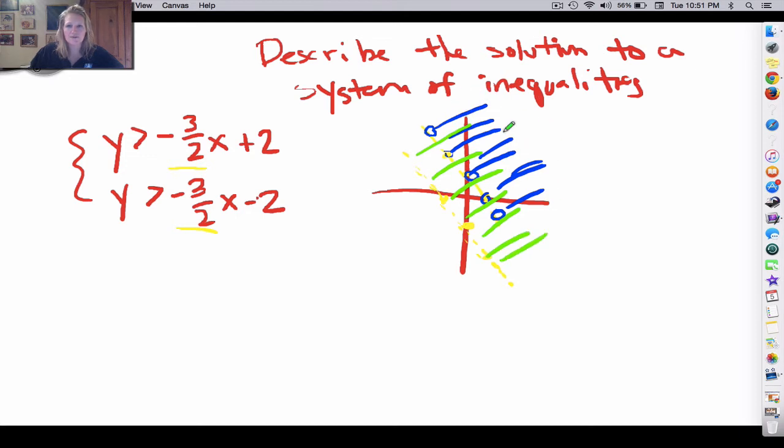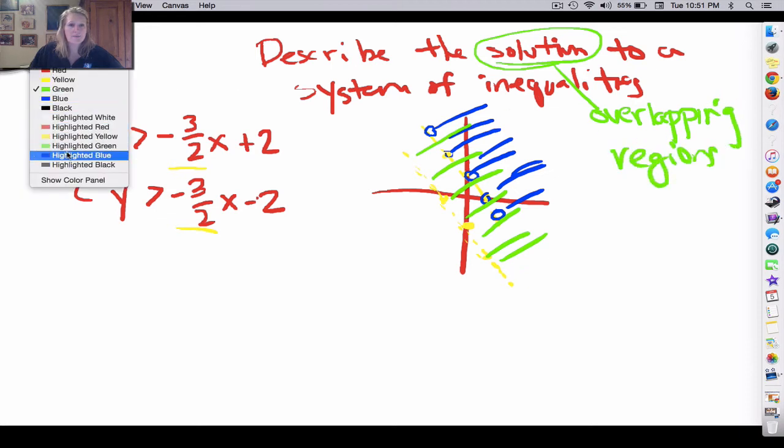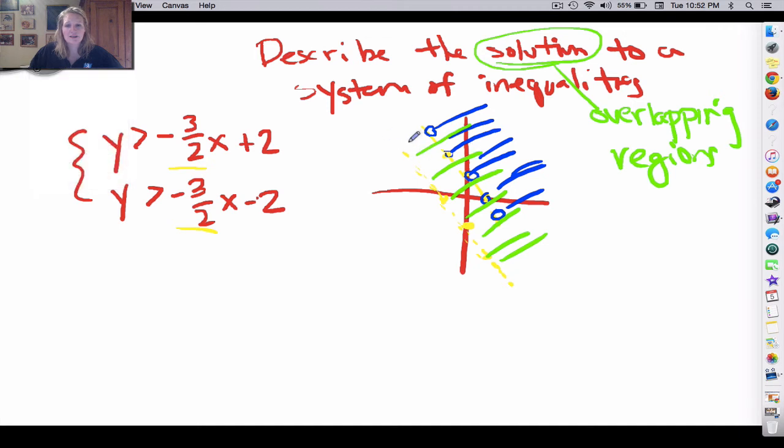All the solutions above this line for this one are true, and all the solutions above this line are true. So the solution is always going to be the overlapping regions. If I take a highlighter, this is the overlapping region right here. Right here is not. This is not the solution to the top equation.